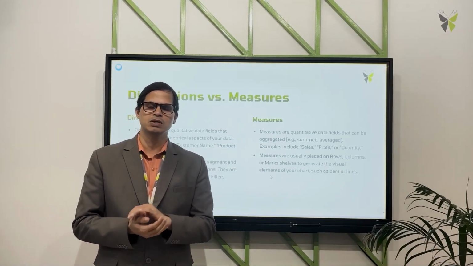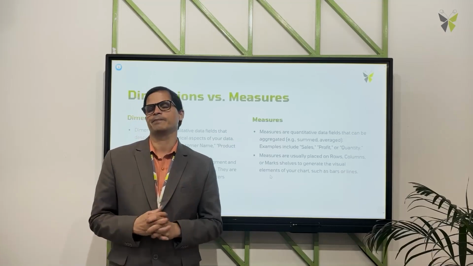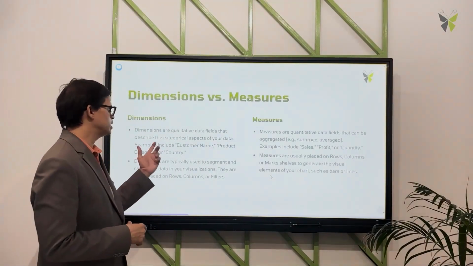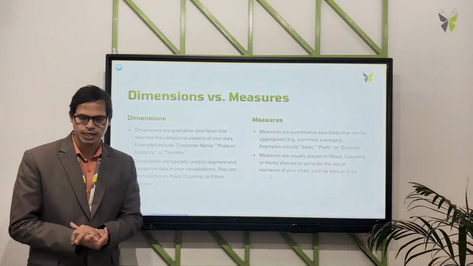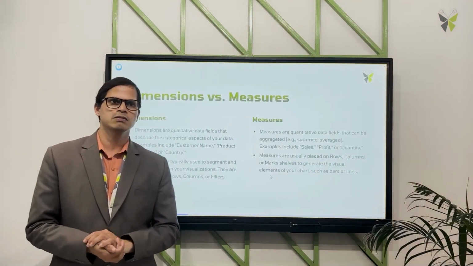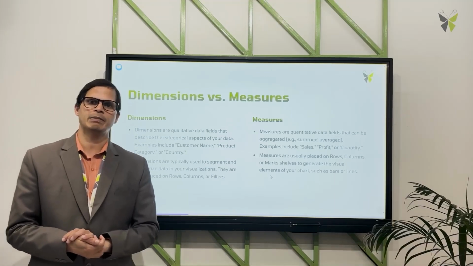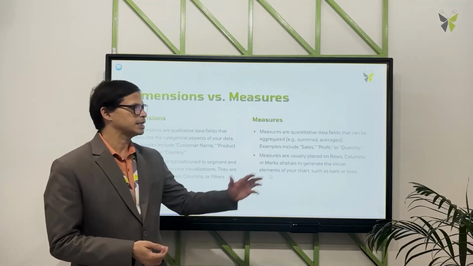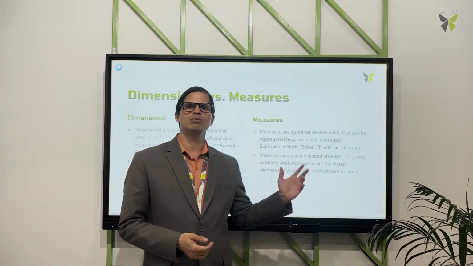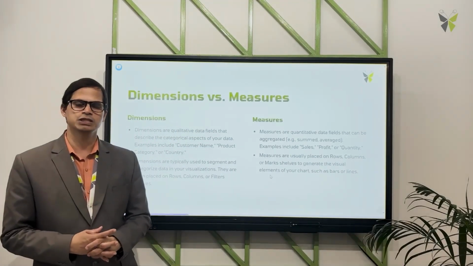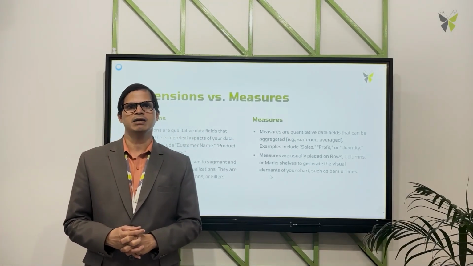values together, or the numerical fields together. So dimensions are the qualitative data fields that describe the categorical aspects of your data. As I explained, the name column and department column will all come under the dimensions. Similarly, the salary, age, all the numerical columns will be categorized under the measures. This is the difference between the dimensions and measures.